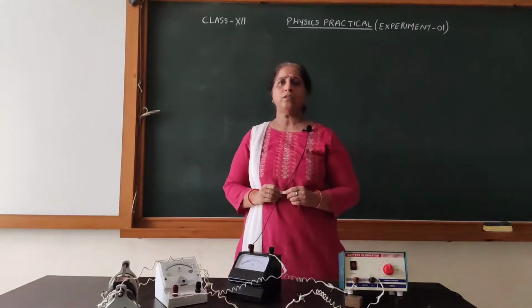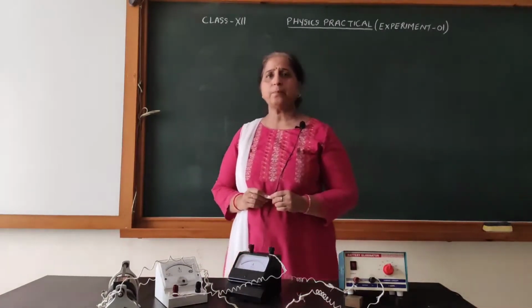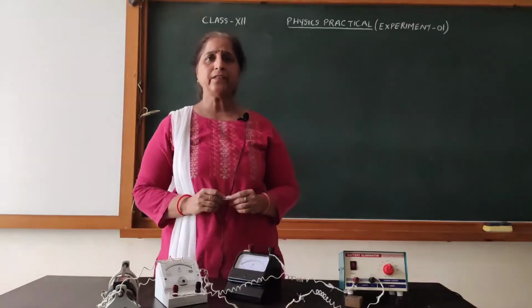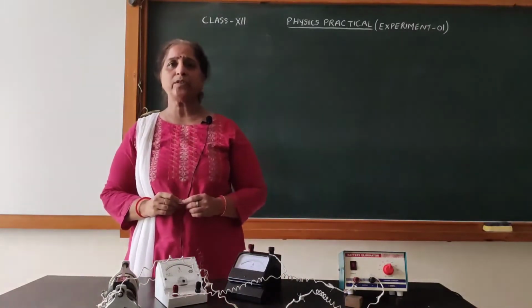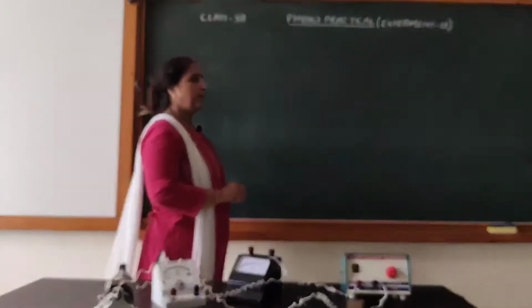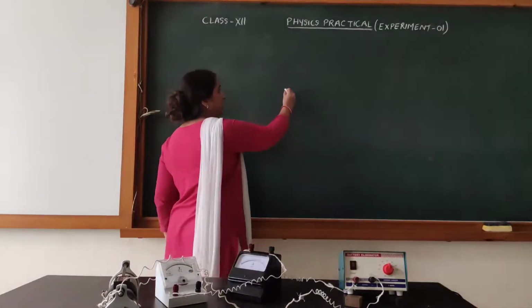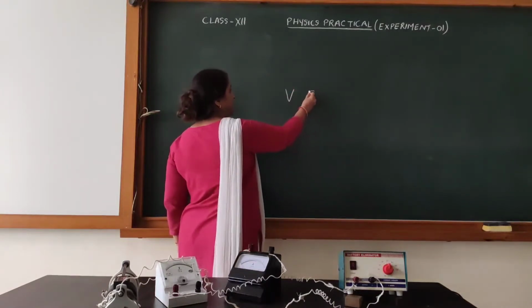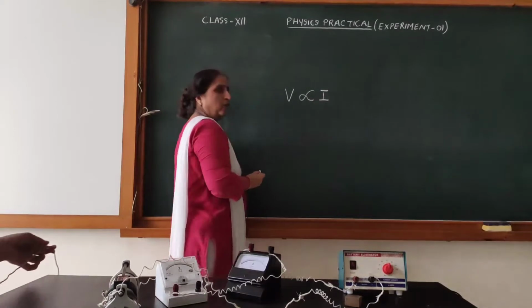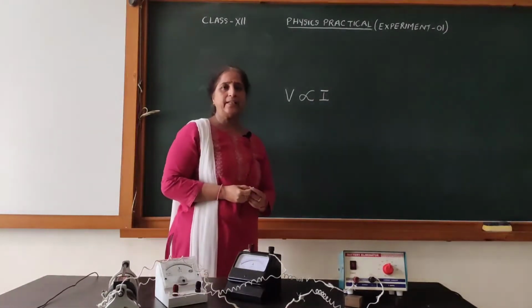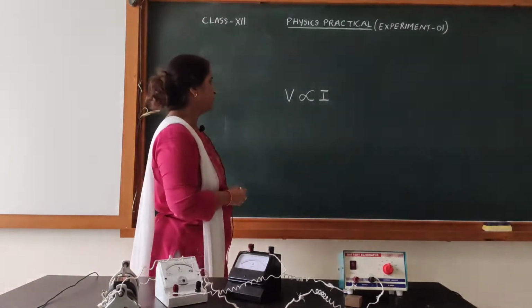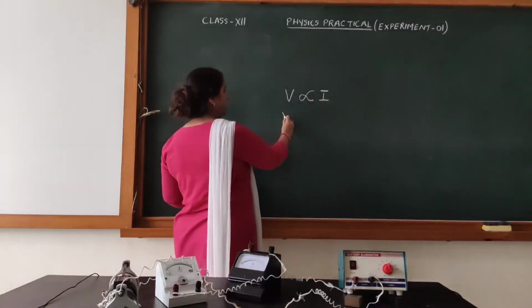According to Ohm's law, the potential difference across the ends of a given conductor is directly proportional to current. Potential difference we denote by V and current by I. Therefore, we can say potential difference V is directly proportional to I. And you know, when we remove the sign of proportionality, a constant is introduced. So that constant we shall take here as R.